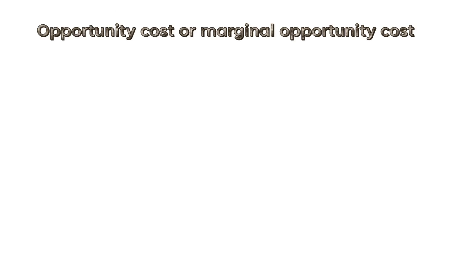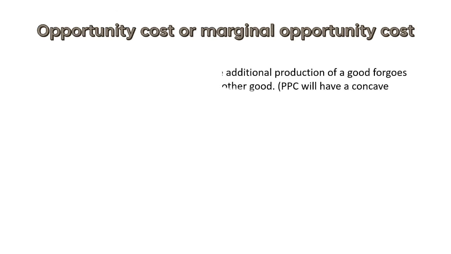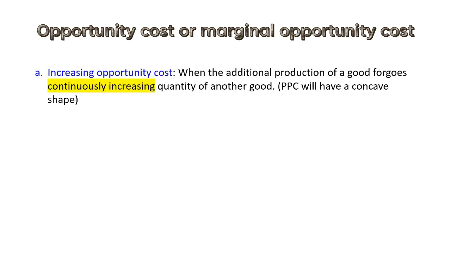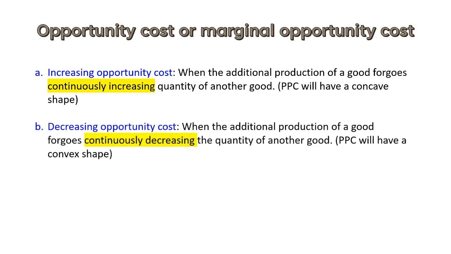There are three possibilities of opportunity cost. First is increasing opportunity cost, when the additional production of a good foregoes a continuously increasing quantity of another good. That is exactly what we explained in the previous slide. Then the PPC will be of concave shape. The second possibility is decreasing opportunity cost, when the additional production of a good continuously foregoes a decreasing quantity of another good, then the production possibility curve will have a convex shape.